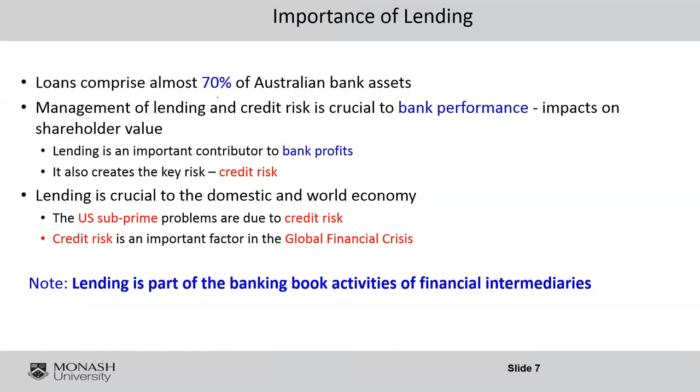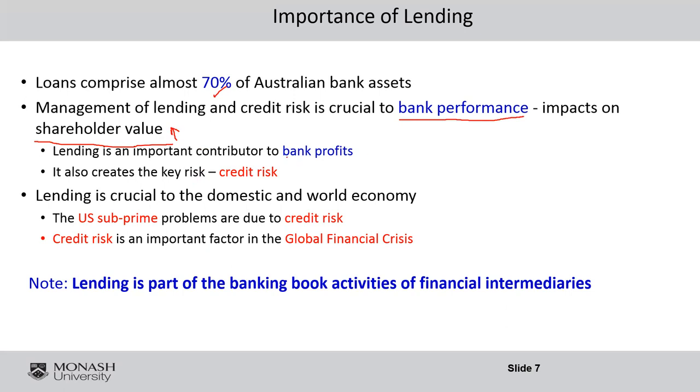So the importance of loans: it's 60-70%, around 70% of Australian bank assets. The management of this lending and the credit risk decide and help us in knowing the bank performance. And it has a huge relation with the shareholders' value. Less credit risk means higher shareholders' value, or bank value.